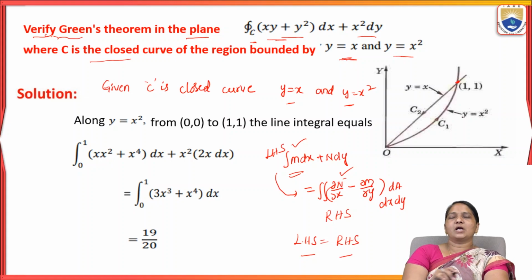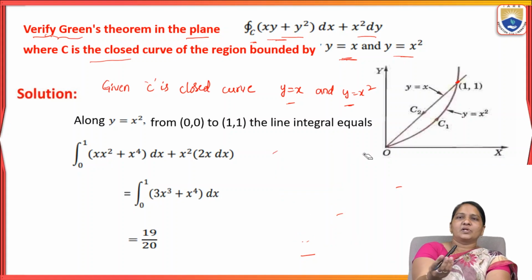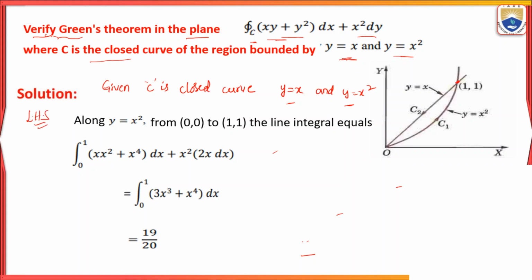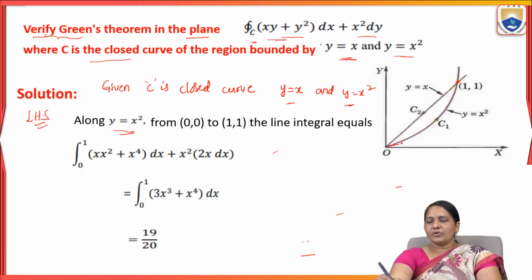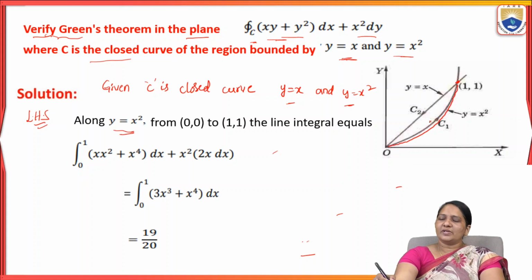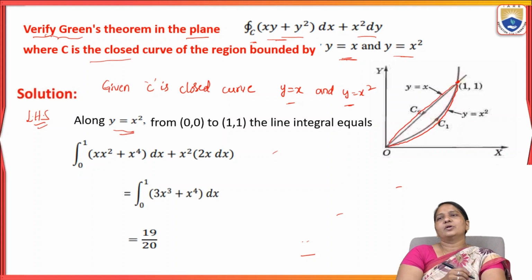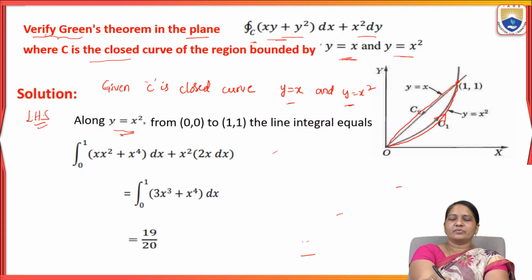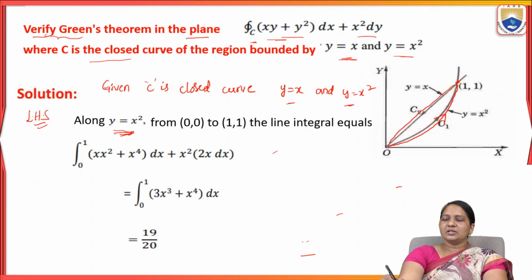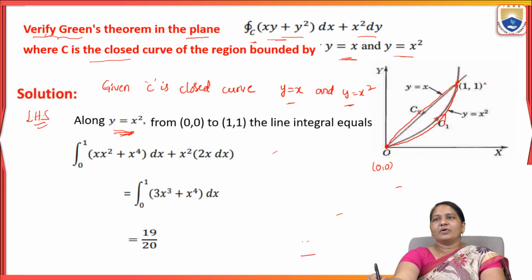So that's why first I am calculating along the curve. This is the LHS part. Here along y equal to x square. So here y equal to x square is this one, right? So first I am calculating along this curve C1. After that along the curve C2. Then the total area I can get. What is the curve C1? That is y equal to x square. So here this curve is starting from (0, 0) and ending at (1, 1).